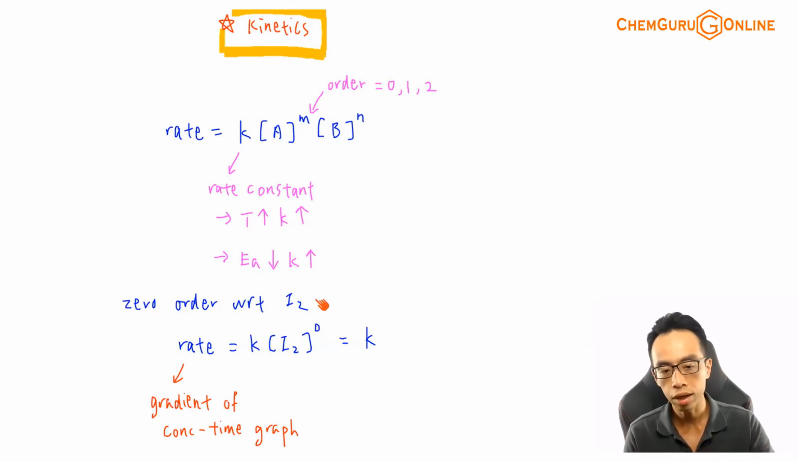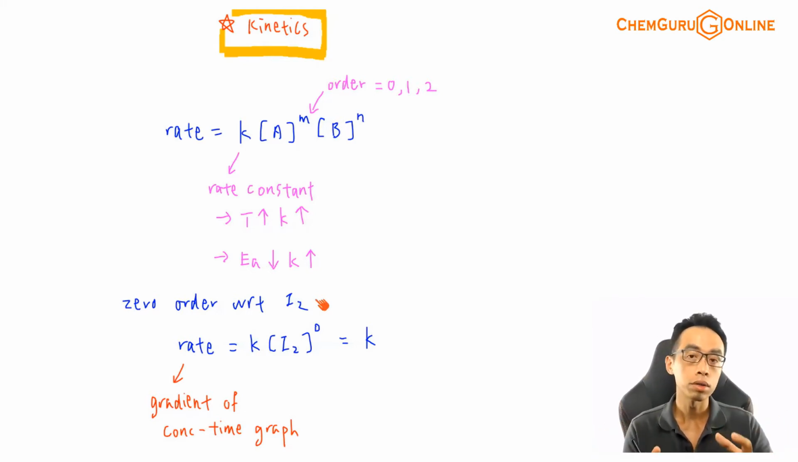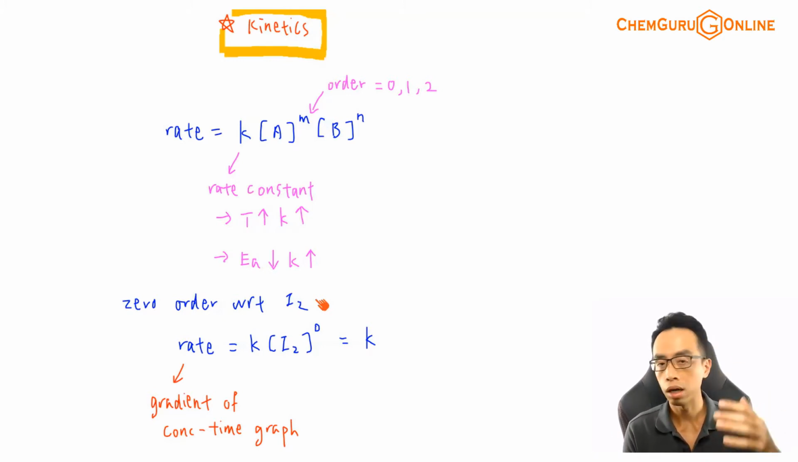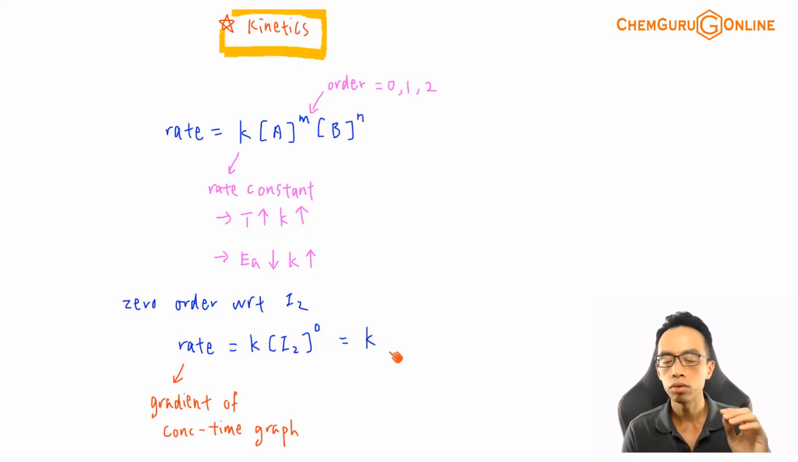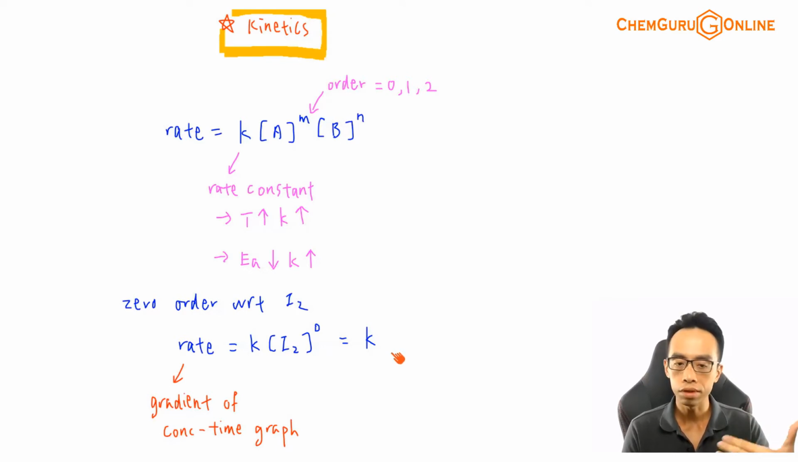So my rate will be a K term, which means that my rate is a constant term, and it is not affected by the concentration of I2. It means that regardless of the concentration of I2, when I have a lot of iodine, the rate of the reaction is equal to K. When I have very little iodine, the rate of the reaction is still equal to K. So this is the meaning of zero order with respect to iodine.